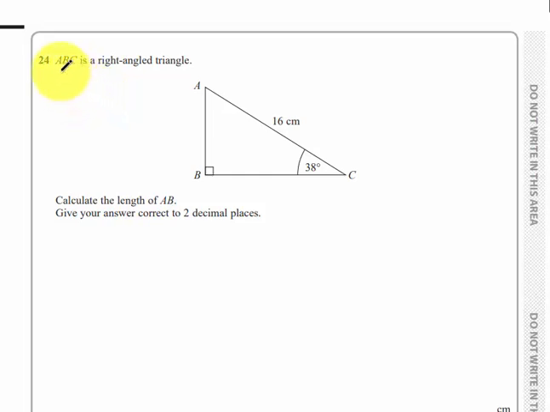Question 24. ABC is a right angled triangle. Calculate the length of AB. Give your answer correct to 2 decimal places. So this is the length AB here. This is the side length we have to calculate.